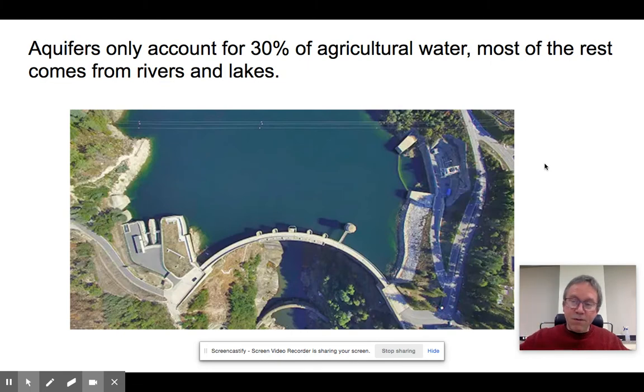Now, aquifers are used a lot, but actually most water, two-thirds of the water we use for agriculture, comes from surface water, often from dams.